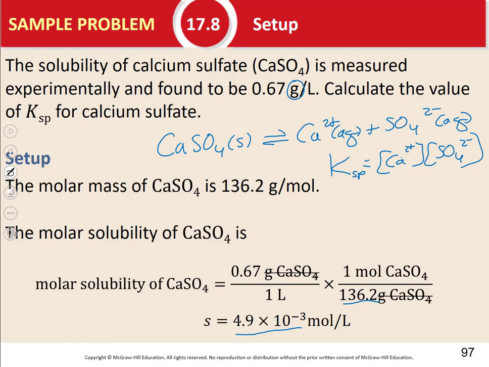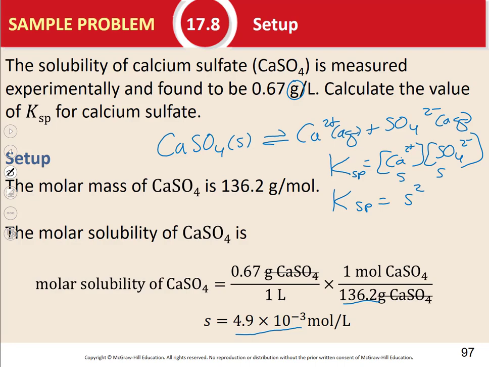Now you could do an ice table if you wanted to here, but it's 1-to-1, so it's pretty obvious to see. Both of these are going to end up being S. S times S. So KSP is going to be S squared. Again, you can do an ice table if you want to confirm that.